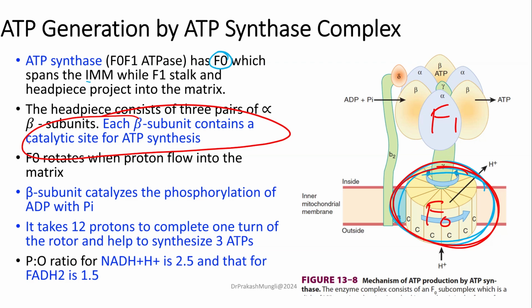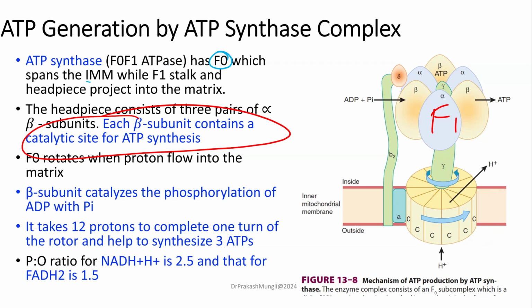look at how many beta subunits are there in that stalk, which is projecting into the matrix. How many beta subunits are there? 1, 2, 3, and each beta subunit can make 1 ATP, ADP with Pi to make ATP. That means as the flow of protons occurs through F0, as you see here, here is the F0, as the flow of protons happens, look at the arrows, the flattened arrows, what is shown.